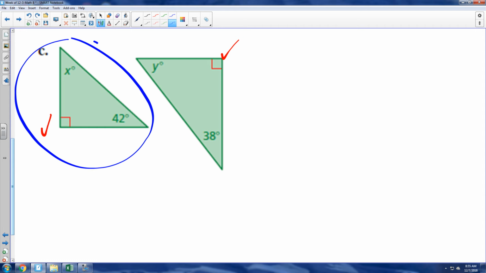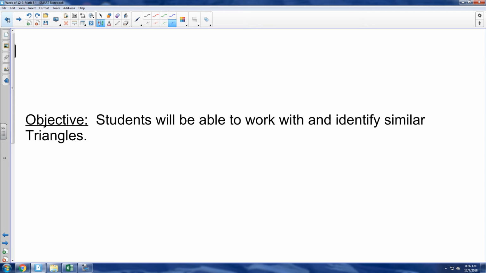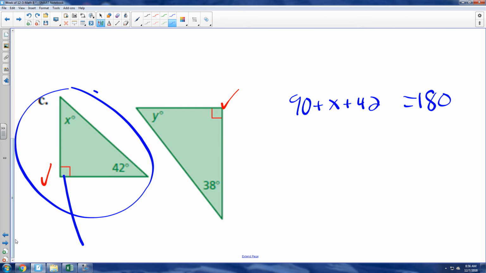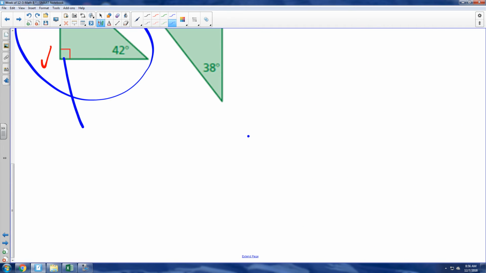And I'm going to set up an equation that's equal to 180. And let's think about what those things are going to be. It's 90 plus X plus 42. Why 90? Because of that guy, right? That's 90. So we have that equaling 180, hopefully. And then we want to solve that equation, okay?